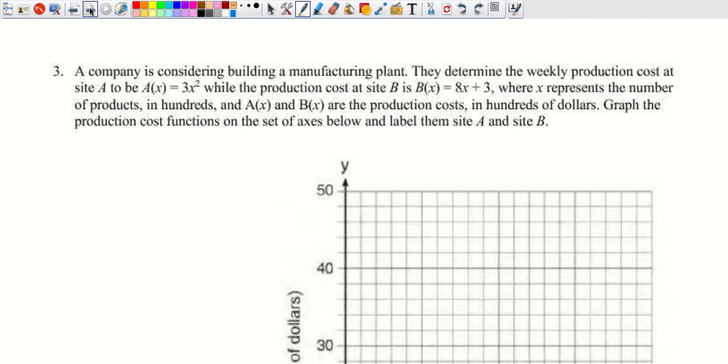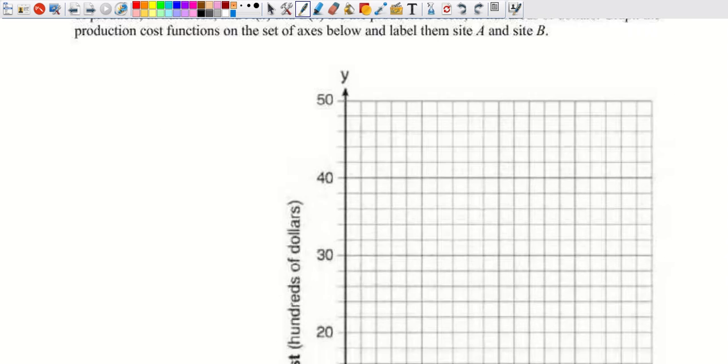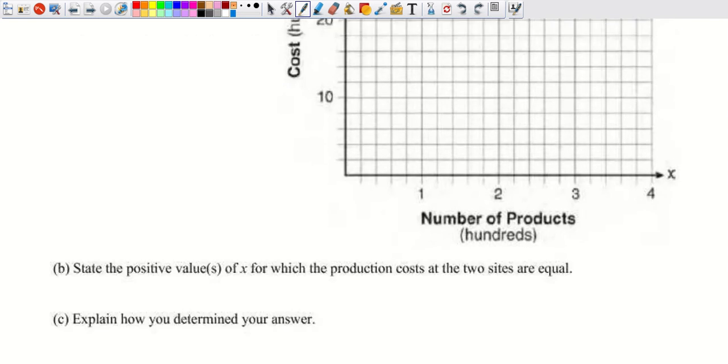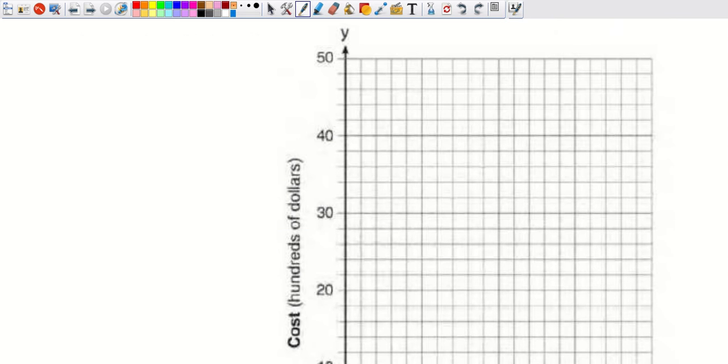So I encourage you, we'll take a look at this one together. A company is considering a manufacturing plant, okay? Determine the weekly costs. So the production at site A is y equals 3x squared, while the production at B is 8x plus 3, where x represents the number of products in hundreds. We want to graph those 2 functions, and then we're going to answer these questions below.